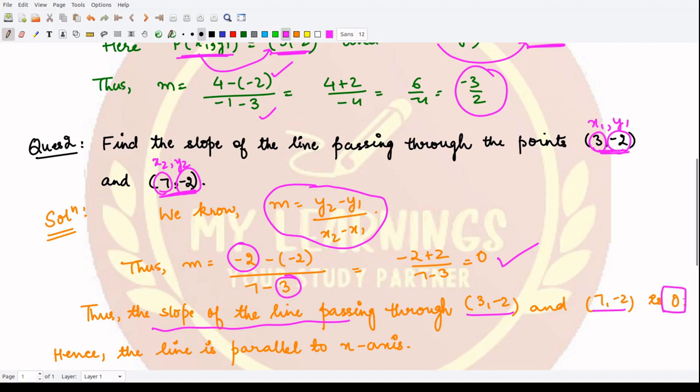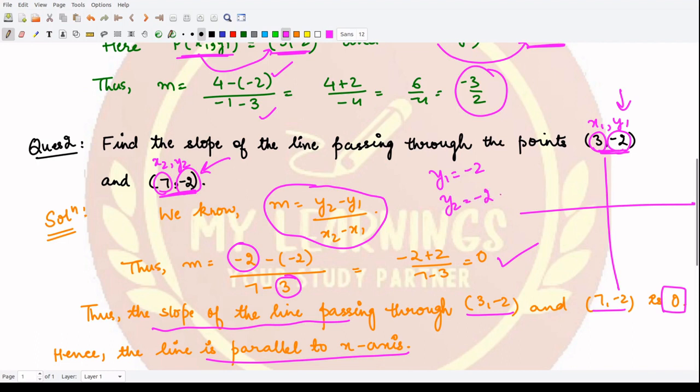Hence, what can you deduce from it? We can clearly say the line is parallel to the x-axis. In fact, if you see this through the coordinate axis, the y coordinate here is the same for both: y1 is equal to minus 2 and y2 is also equal to minus 2. From here you can make out that the line has a constant value of y, and that constant value is minus 2. So obviously your line would go something like this, and it is parallel to the x-axis. That is why its slope is 0. Let's move on to our next question.